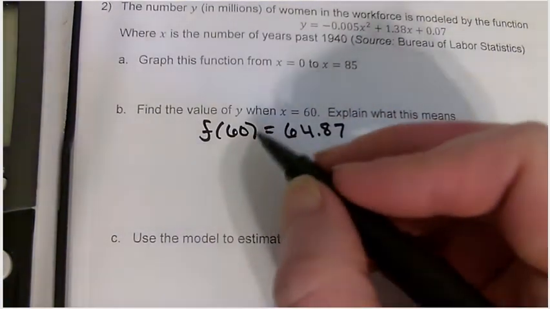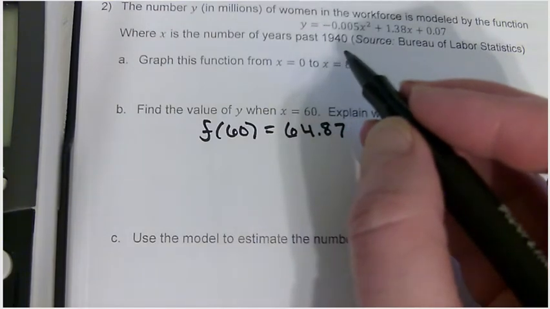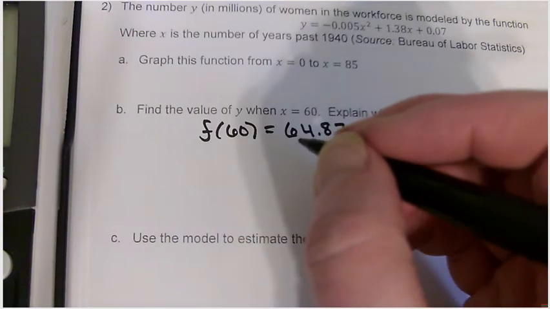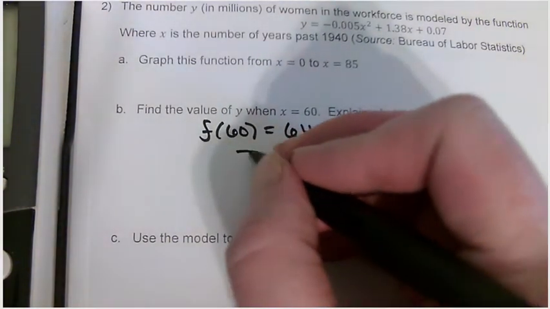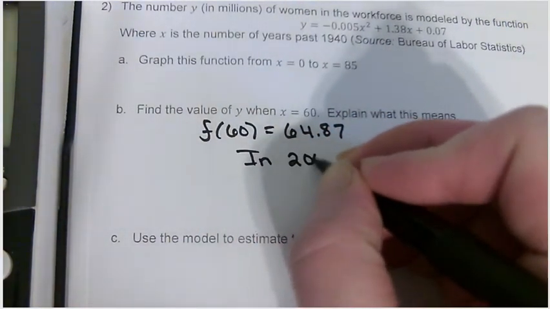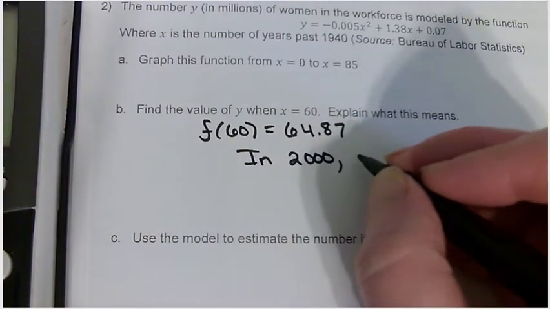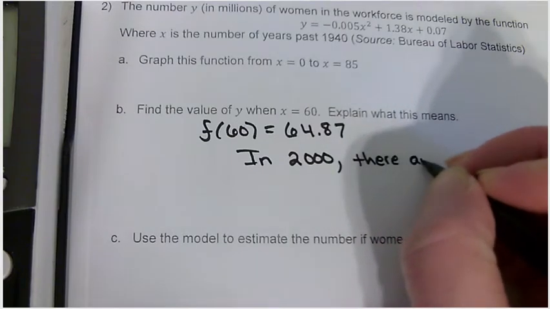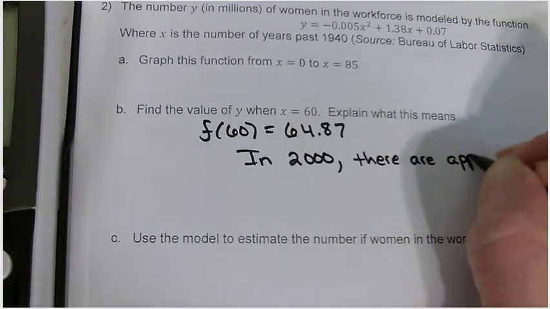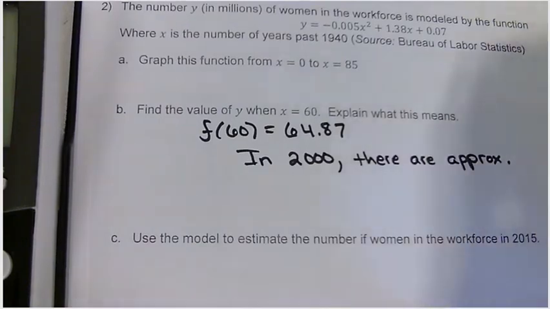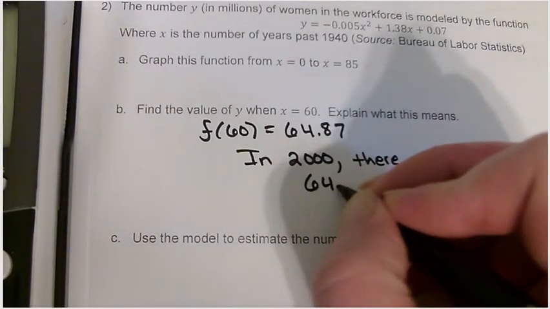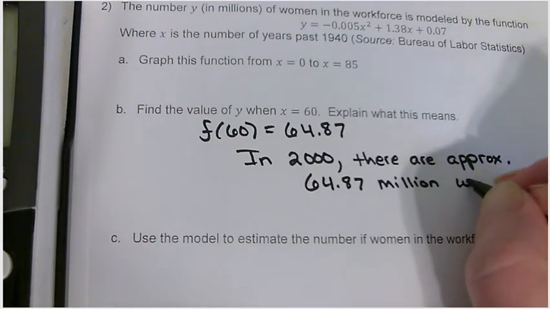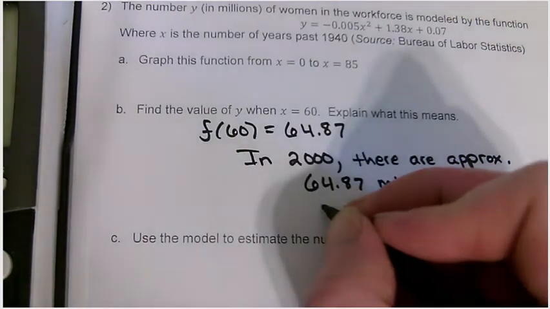So let's think about what that means. X was the number of years past 1940. So in the year 2000, there are, and I'll say approximately, because this is based off of a model, 64.87 million women in the workforce.